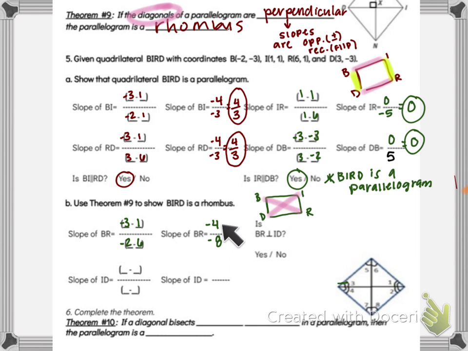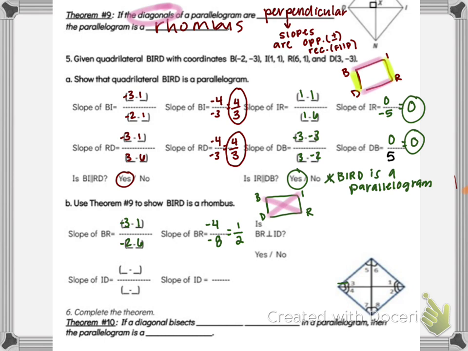And 4 over 8, I can simplify that. I can divide this by 4 and divide this by 4. 4 divided by 4 is 1. 8 divided by 4 is 2, so 1 over 2. And now let's find the slope of ID. Go ahead and do that real quick.